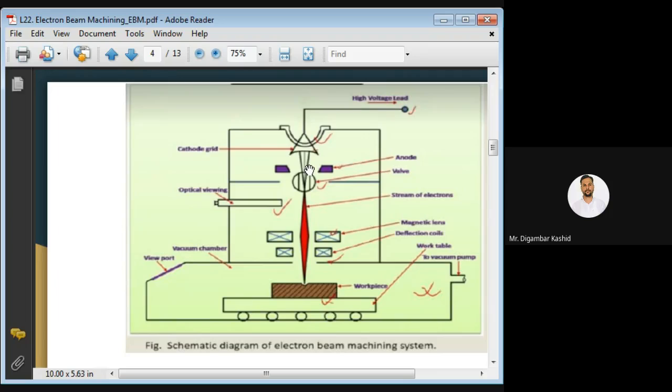Velocity of the stream of electrons is very high, and it is around 66% of the velocity of light. Please note this also.